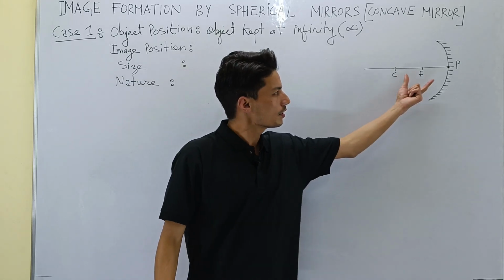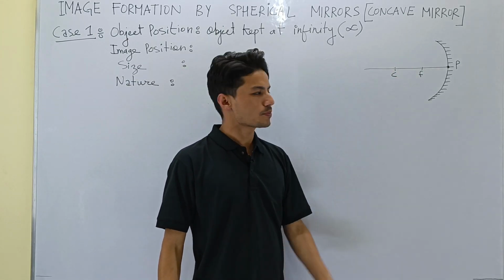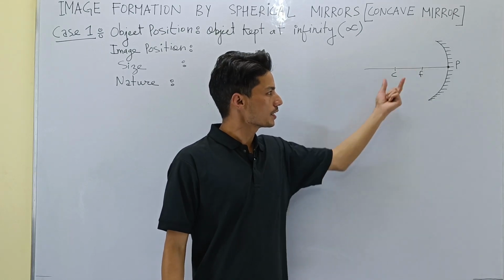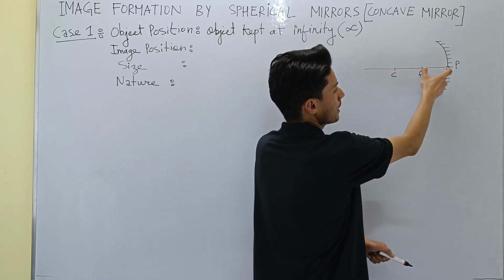This is how you get precise measurement of the points, okay? Especially focus and center of curvature. See, the distance should be same. This much gap, this much gap.